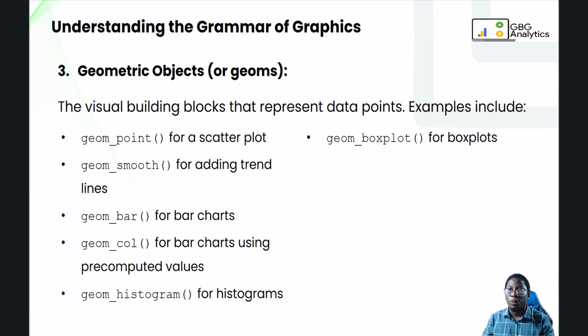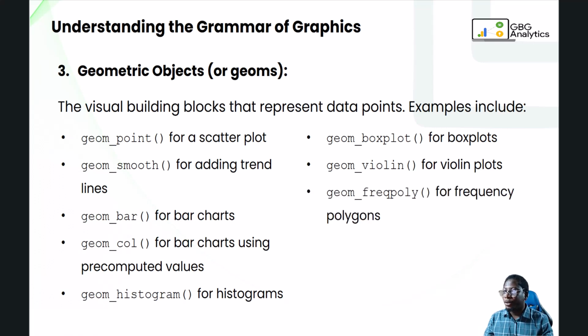This helps you to plot a box plot. Then we have geom_violin. This helps you to create another version of box plot called violin plots. You use geom_violin when your data is actually very large. Then we have geom_freqpoly. This helps you to plot frequency polygons.